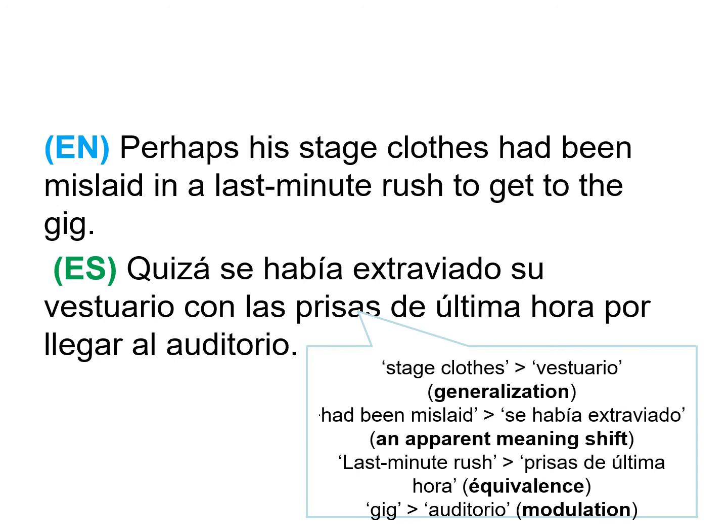And then we have the gig and the auditorio. We have a clear modulation in which we have changed the point of view. Instead of referring to the concert or the gig, we've changed that to the location where the gig is going to take place. So we have a modulation there as well.